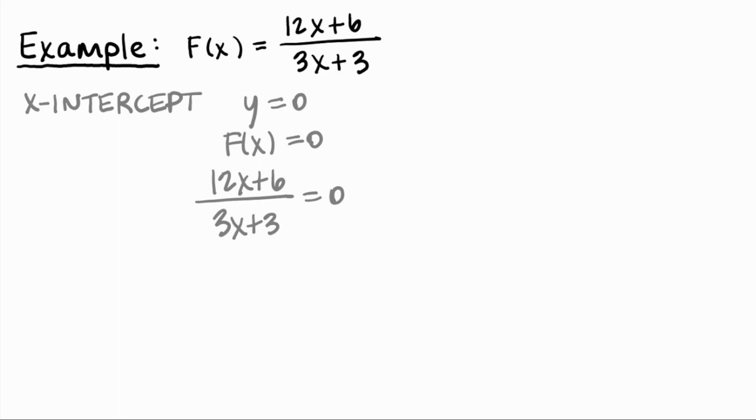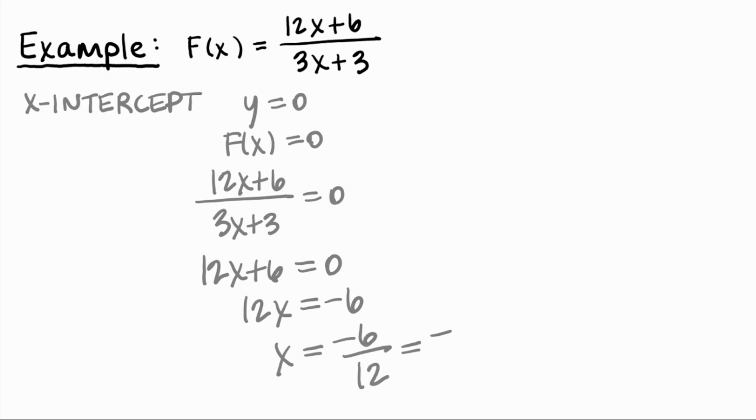I may have already alluded to that, but for now, I'm going to solve this the most obvious way, and that would be by multiplying both sides by 3x plus 3. So I'd say 12x plus 6 is equal to 0 multiplied by 3x plus 3. But we know that 0 multiplied by anything is just going to be 0. So 0 times 3x plus 3, regardless of what x is, is 0. So I'm just going to get rid of it, and I'm going to say, all right, 12x plus 6 needs to equal 0. So I'm going to subtract 6 from both sides. I'm going to say 12x equals negative 6. I'll divide by 12, and I'll get x equals negative 6 over 12, which is negative 1/2.